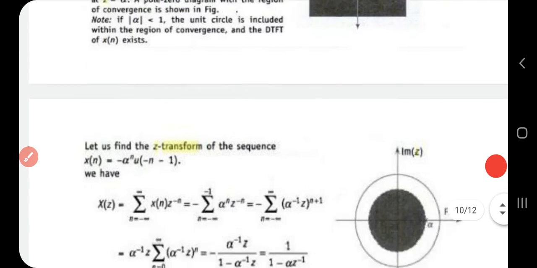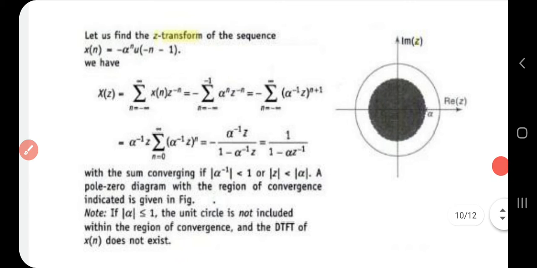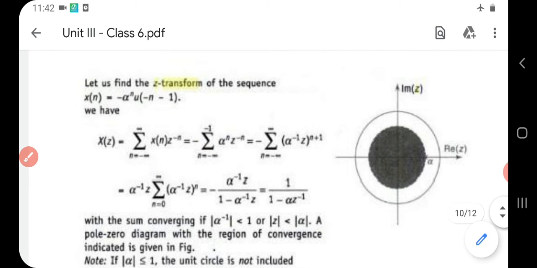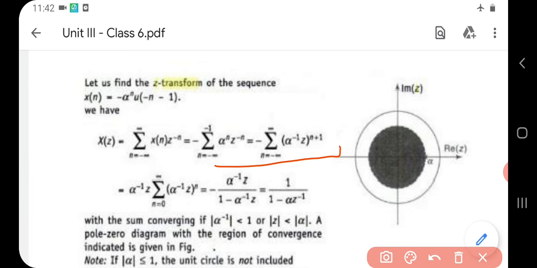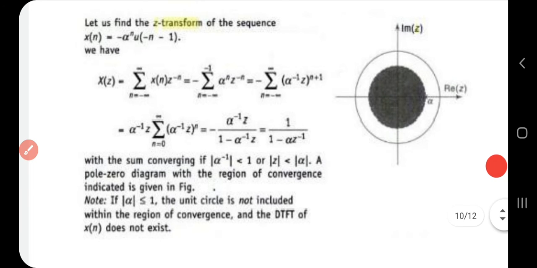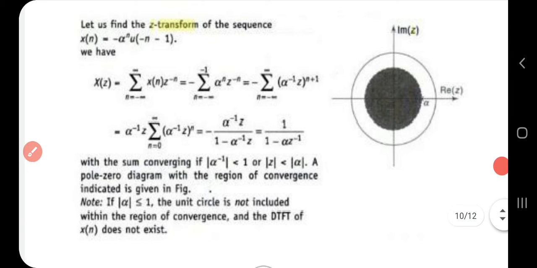Now similarly, another one. The discrete sequence is given as minus a raised to n u of minus n minus 1. Similarly, first of all, you write the Z transform expression, and then you split it and find the Z transform of each individually. This one will be kept as such, and for this expression the answer is 1 by 1 minus a z raised to minus 1, and the region of convergence is the reverse, modulus of z less than modulus of a.